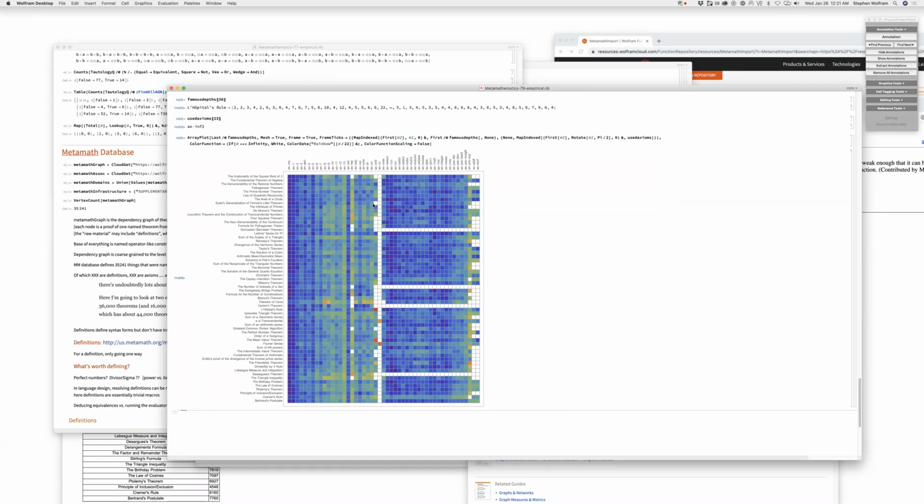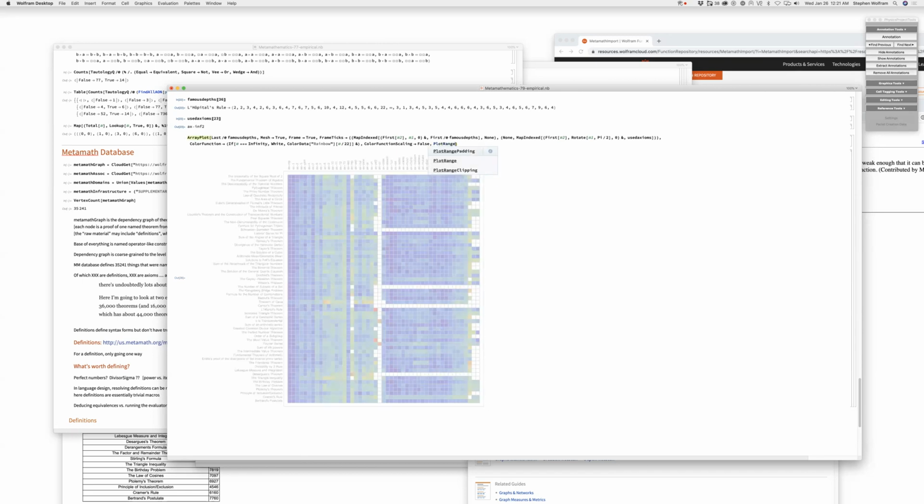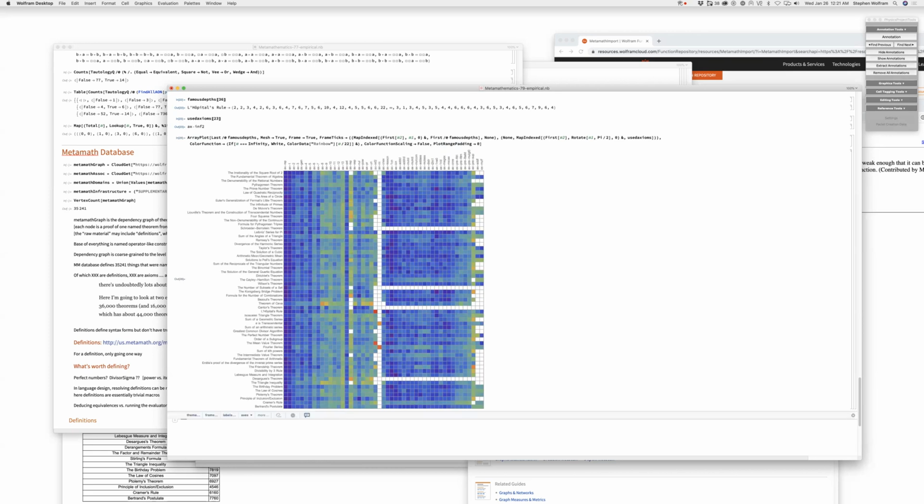Now we have to figure out how to get rid of that frame. How do we get rid of the frame without getting rid of the frame ticks? Oh, I think we say plot range padding goes to 0. Nice. Good. So by the way, that means we should also add plot range padding to several of these other ones. Yes, I'll make a note of it.